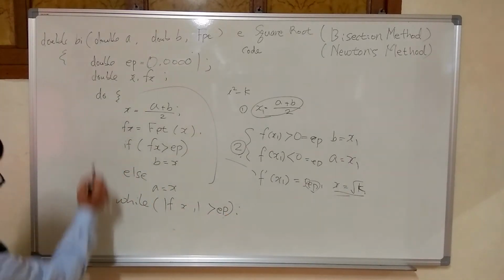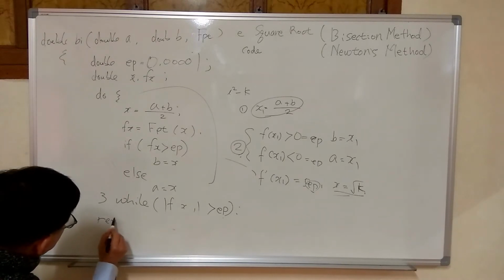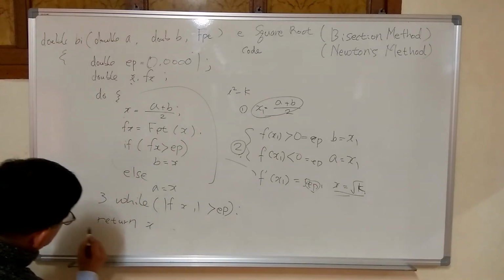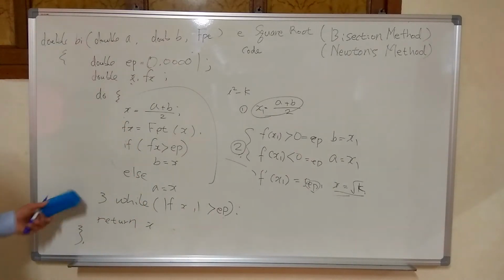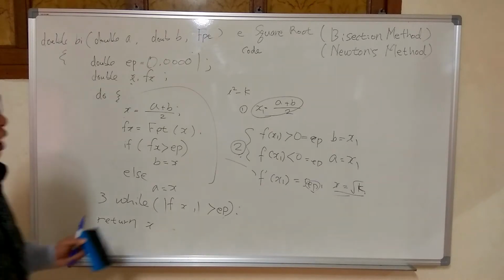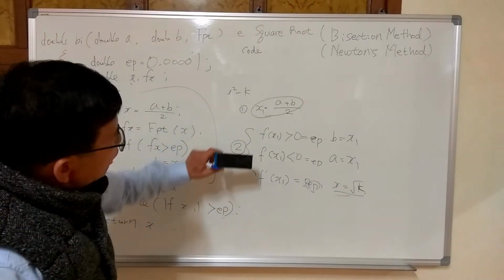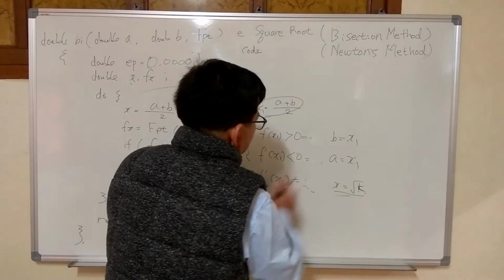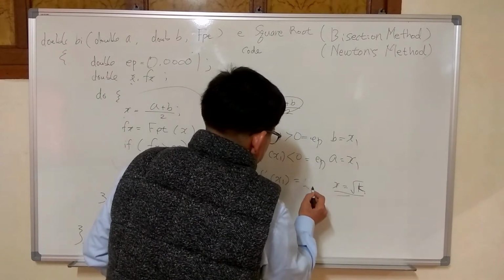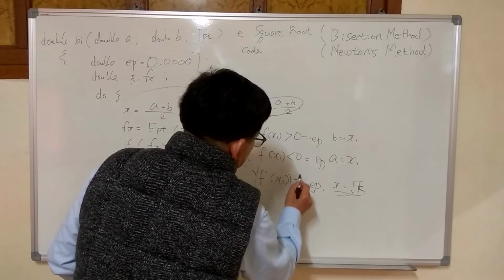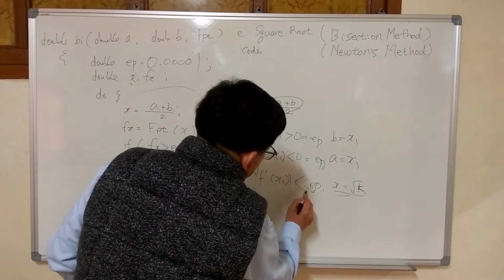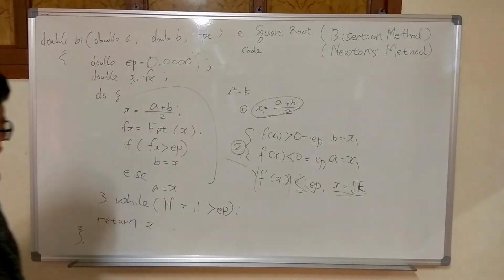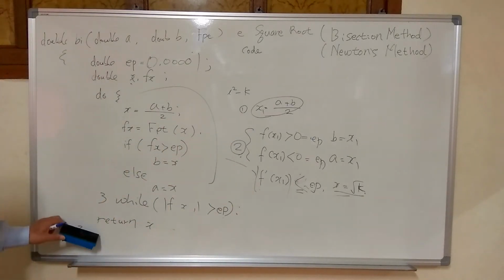At this point, return x. This is the bisection method. Now I will explain Newton's method. So basically you have to remember this equation. This one, EP. You have to remember this. It means success, okay? You have to remember 1, 2, 3 steps. So in C++ code, it becomes like this.